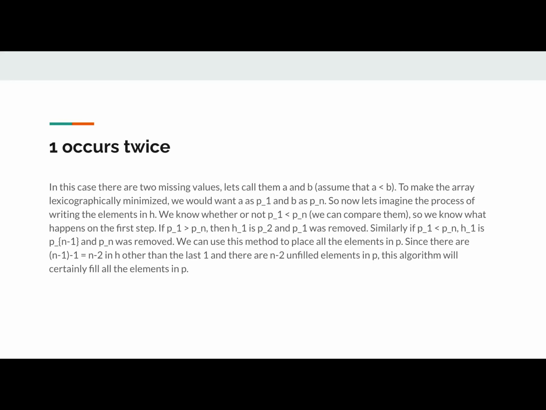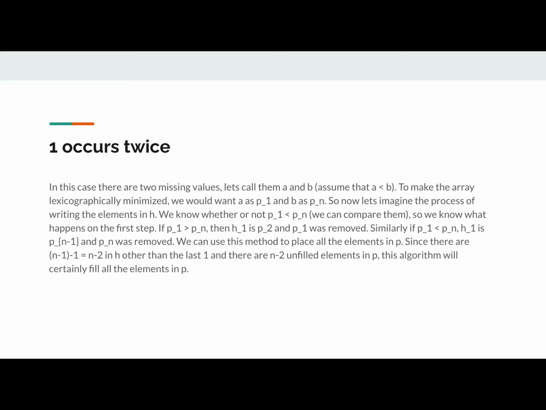So then if we consider the process of writing down elements, we'll compare P of 1 and P of n, since we know what both of them are, and depending on the answer, we can remove one of them and write down h of 1.